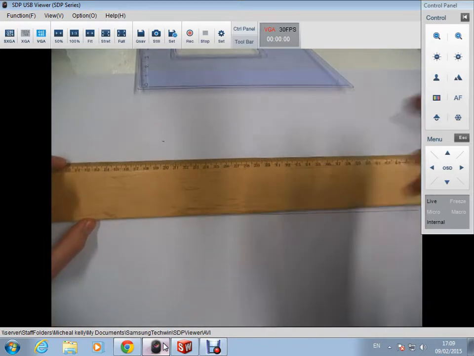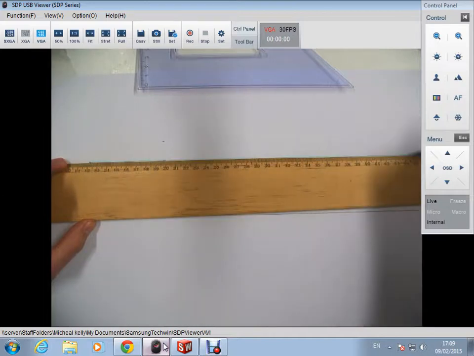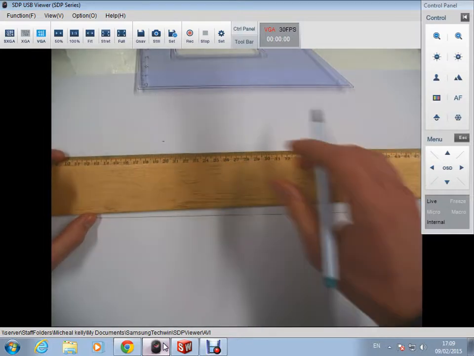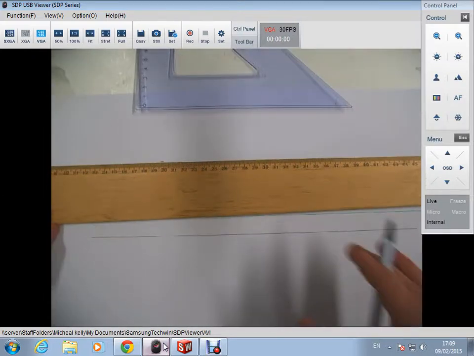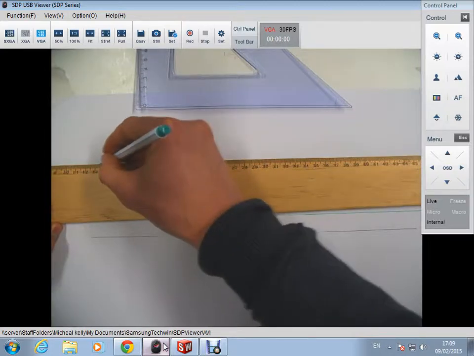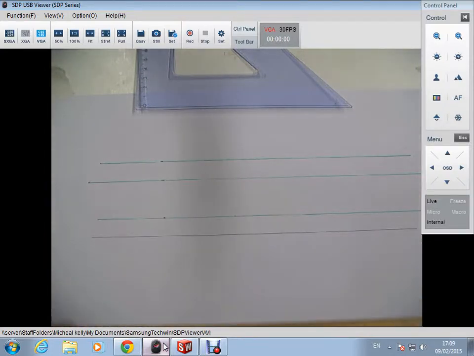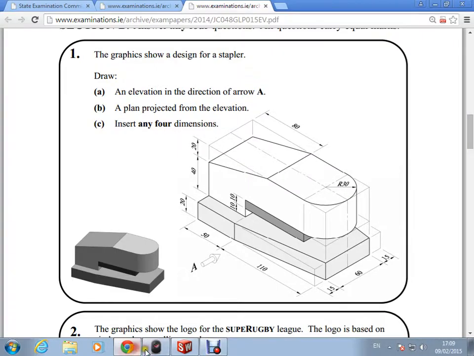20, 40 and 20 again. These will appear as green lines on the screen. There'll be construction lines or light lines on your page. So that's these 3 measurements here.